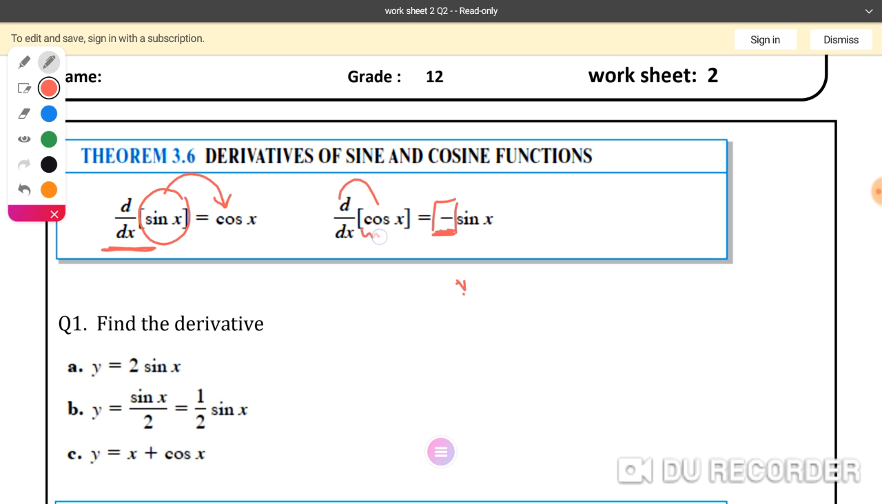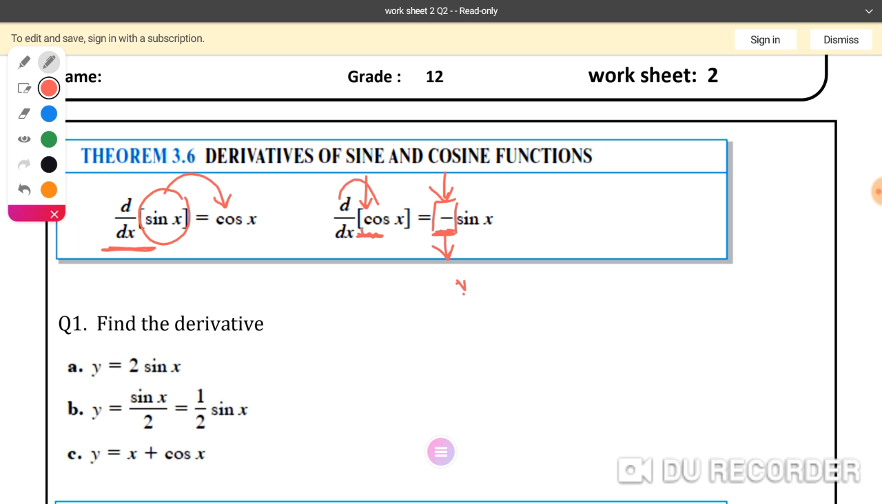Look here, I'd like to tell you something. The derivative of any trigonometric function which has a part "co", like cosine, cotangent, cosecant, has a negative sign, since it starts with "co". So the derivative of sine is cosine, and the derivative of cosine will be negative sine.